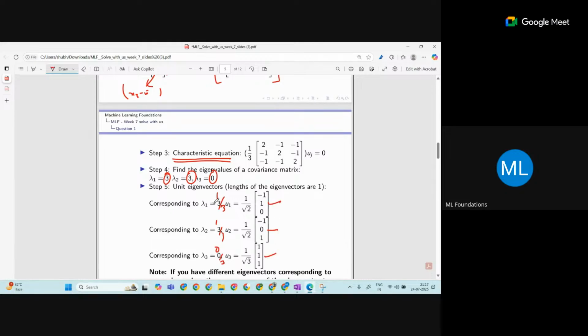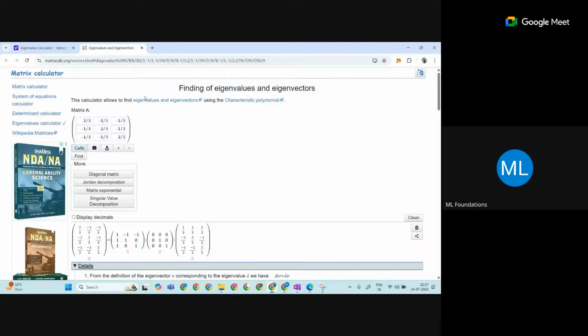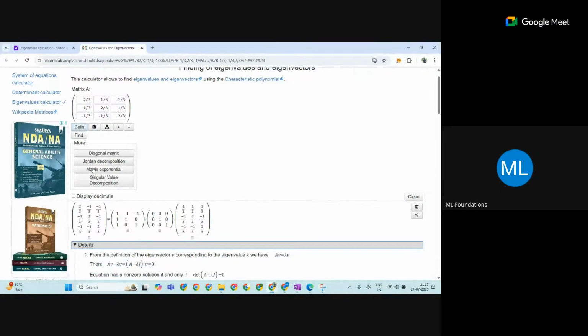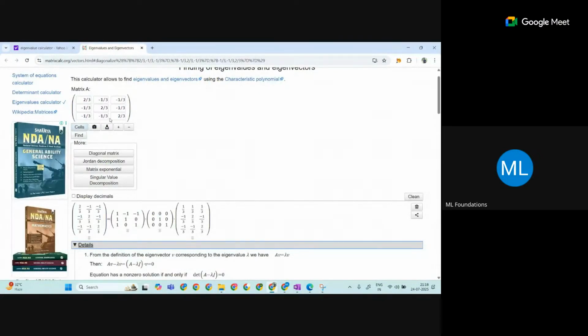Many people generally have a doubt: how can I verify I am computing the correct eigenvalues and eigenvectors? You can use this eigenvector calculator. This is a good one. Generally, you can use it, and you can easily find many things. I just did a Google search and chose the second one. See, this is Yahoo. So it is easy to verify yourself.